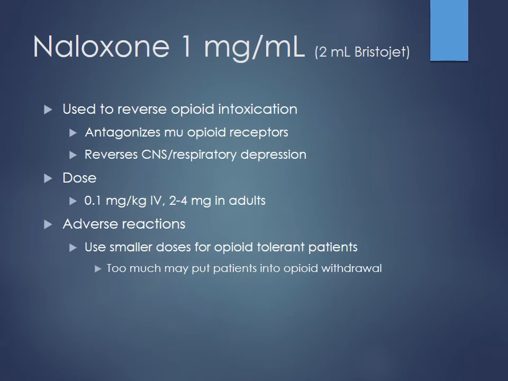Okay. Next we'll have naloxone. Obviously we already mentioned this, but this works to antagonize those opioid receptors. So it helps to reverse opioid overdoses. Does it work for any other type of drug overdoses?